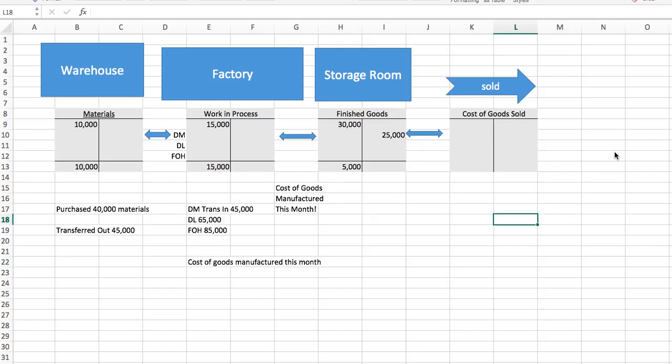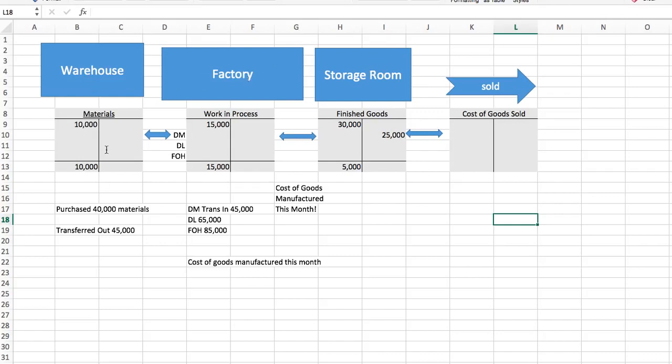The first thing you'll notice when you read through Chapter 18 is that a manufacturing company actually has three buildings, if you will, and I've tried to draw the rectangles here to symbolize the buildings, but three buildings which will house three separate inventory accounts.